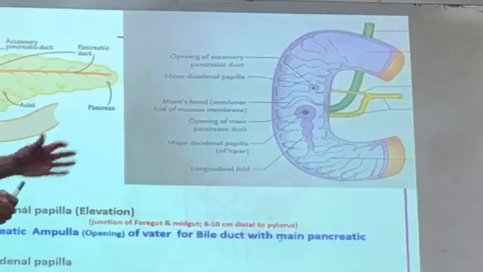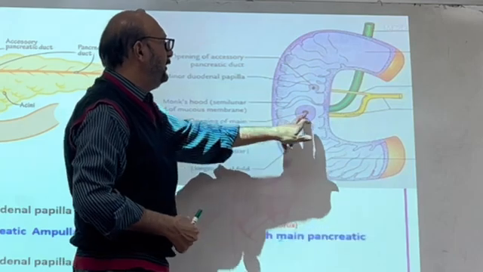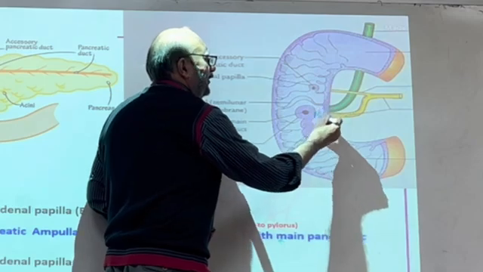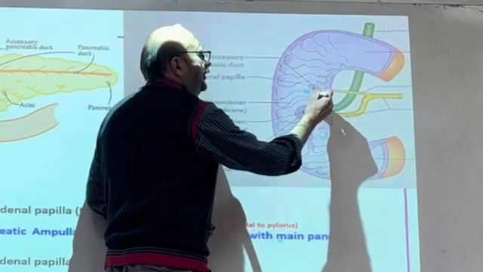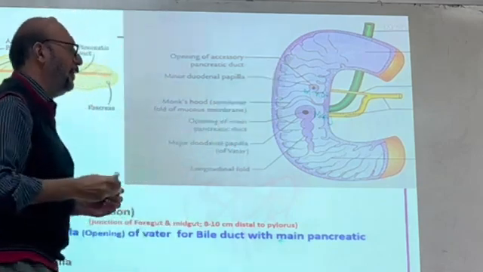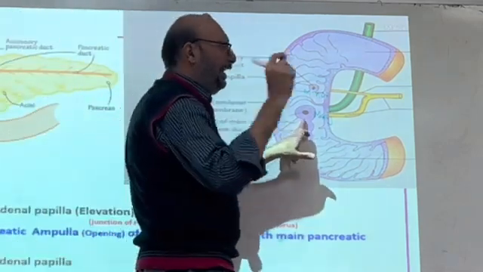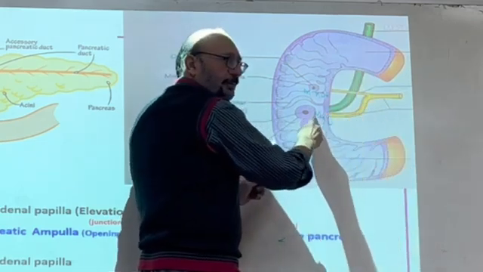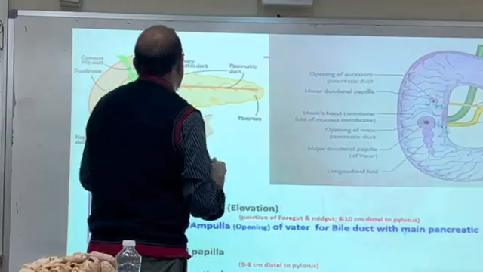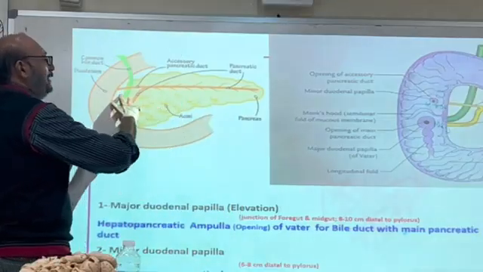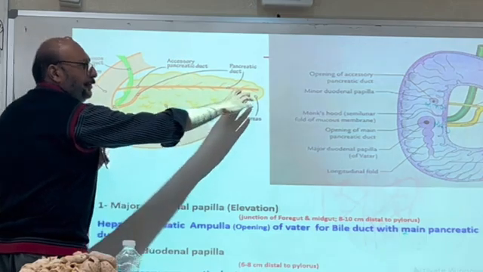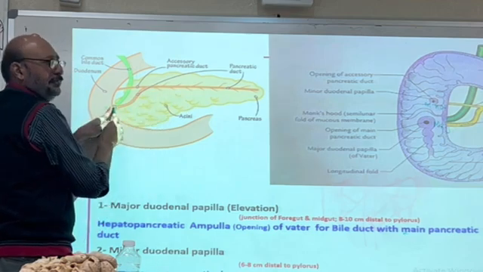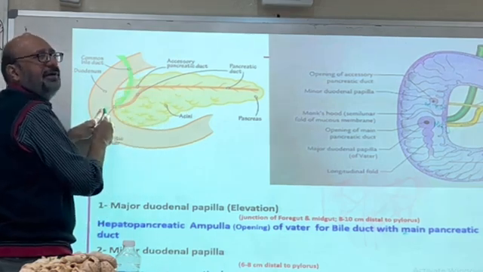Here is the one. If I cut the duodenum, you will see this structure and this structure. This is known as the major duodenal papilla. This is known as the minor duodenal papilla. Why major? Why minor? Major is the one where both the big ducts, the common bile duct and the pancreatic duct, open. In the pancreas, you will see head, neck, body and tail. The main pancreatic duct is this one. It is combining with the bile duct, opening here at the major duodenal papilla.